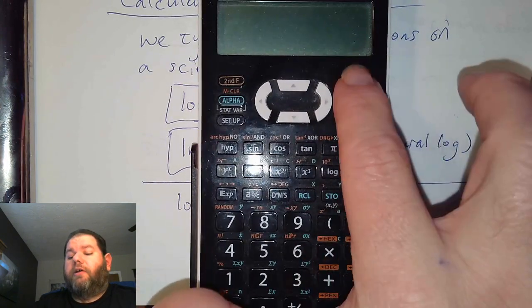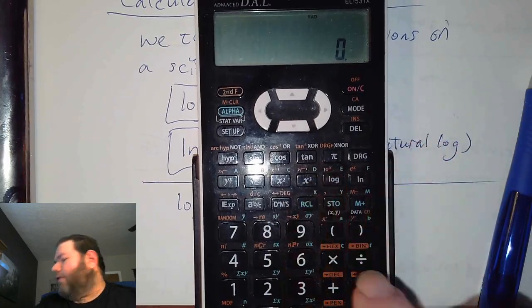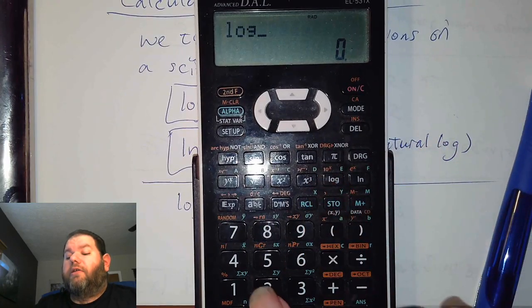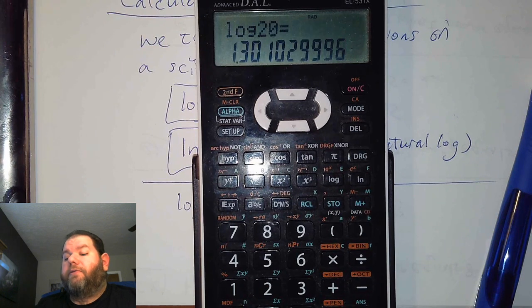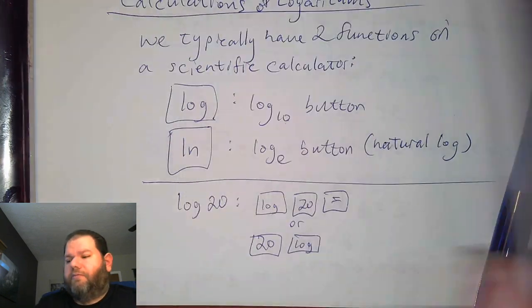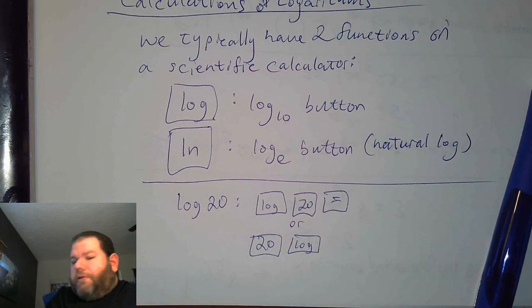Now, on this calculator, I know I have to press log first, then enter 20, and then press equals, and that'll give me a result, 1.301. And we'll usually round this to about 3 decimal places. Really it just depends on whatever your professor specifies. Without any other context, three decimal places is generally pretty good. So on this calculator, you put the log first.